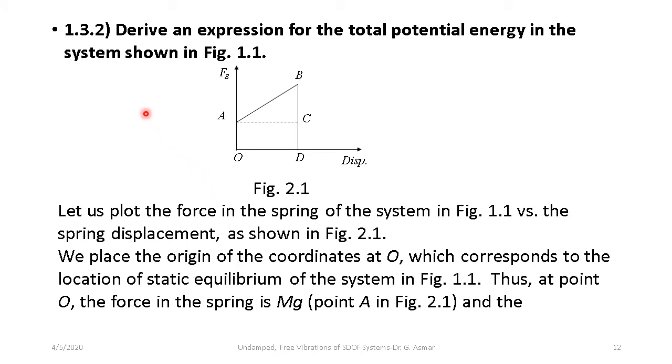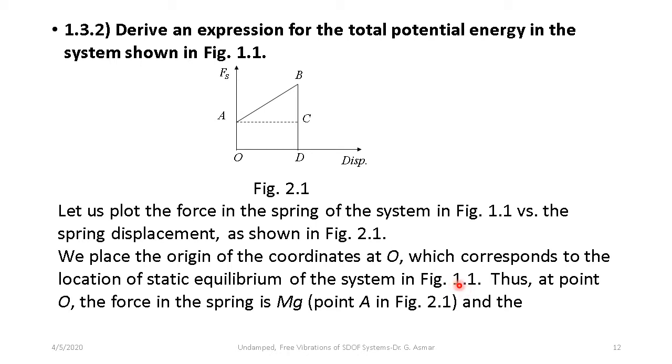Problem 1.3.2, derive an expression for the total potential energy in the system shown in figure 1.1, which is the system hung vertically. Let us plot the force in the spring of the system in figure 1.1 versus the spring displacement as shown in figure 2.1 right here. We're going to place the origin of the coordinates at O, which corresponds to the location of static equilibrium of the system in figure 1.1.